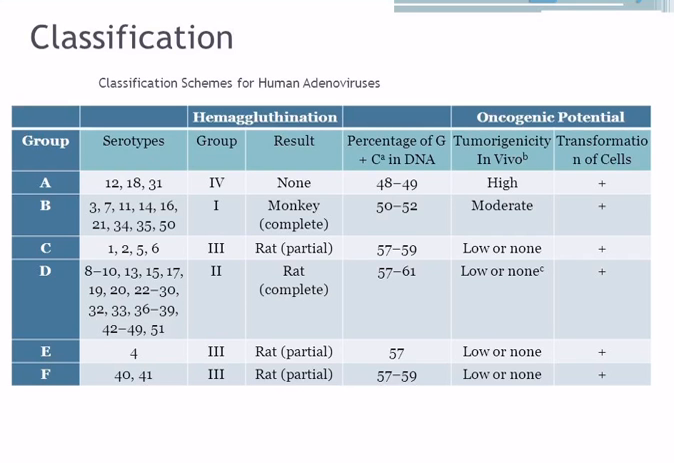Moderate. C: 1, 2, 5, 6. 3. Rat, partial. 57 to 59. Low or none. D: 8 to 10, 13, 15, 17, 19, 20, 22 to 30, 32, 33, 36 to 39, 42 to 49, 51. 2. Rat, complete. 57 to 61. Low or none. E: 4. 57. F: 40, 41.